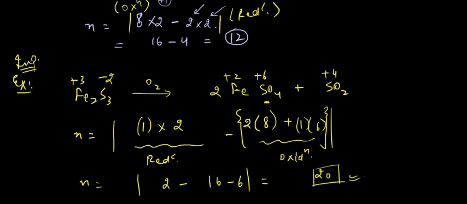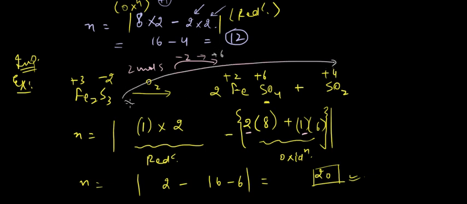I hope you get the logic of why we are calculating this and where we are putting 2 and 1 here, because 2 moles of S are going from -2 to +6 in this compound, and 1 mole of sulfur is going from -2 to +4 here. Okay, so this is the thing which has to be dealt with caution.